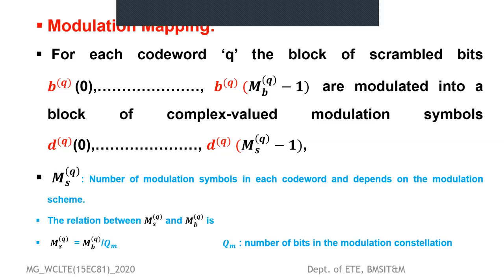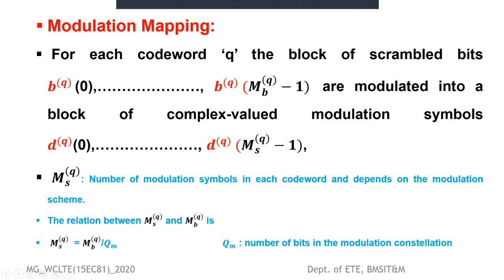2 bits is 1 symbol, so I get 4 symbols for QPSK modulation, and for 16 QAM I get 16 symbols, right? That is from 4 zeros to 4 ones. So this depends on M_s to the power of q, which is about modulation: the number of modulation symbols depends on the type of modulation scheme I use.